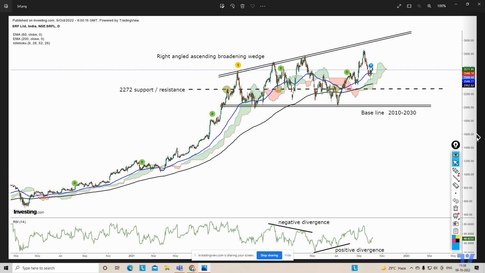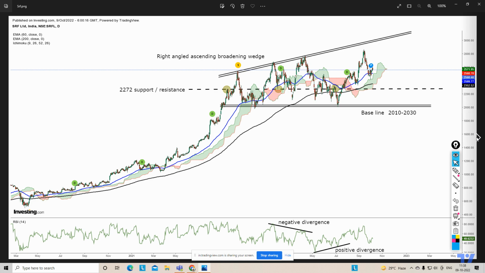So this is Vedanta. The second, in this bearish market where there is a haywire, tense kind of environment, I see SRF has a very bullish pattern. It has formed a right angle ascending broadening wedge. This is what we call a right angle ascending broadening wedge, and 2010 to 2030 is a very fine baseline for this particular right angle broadening ascending wedge pattern.